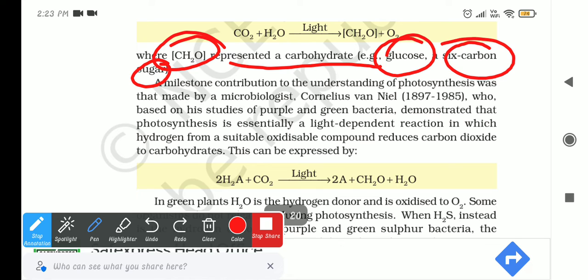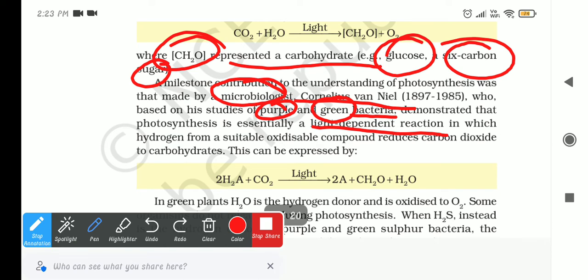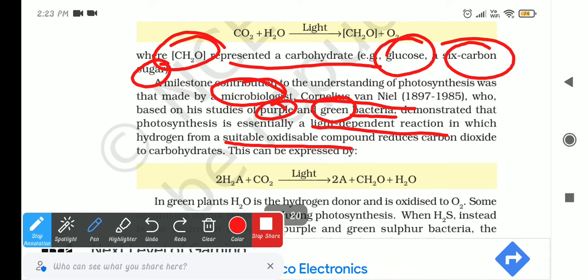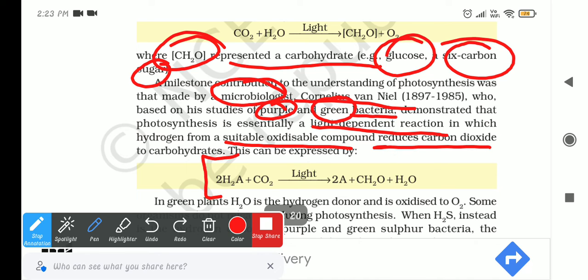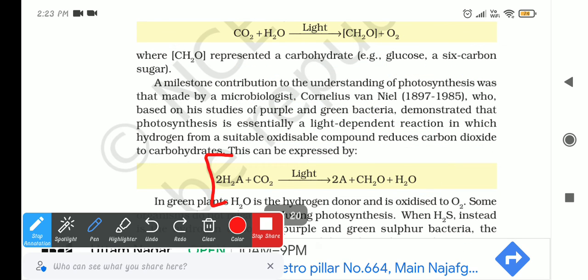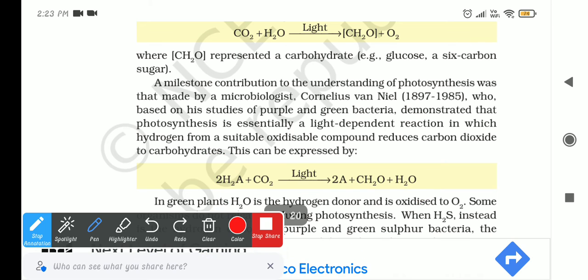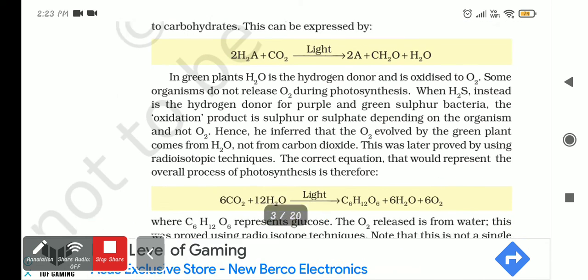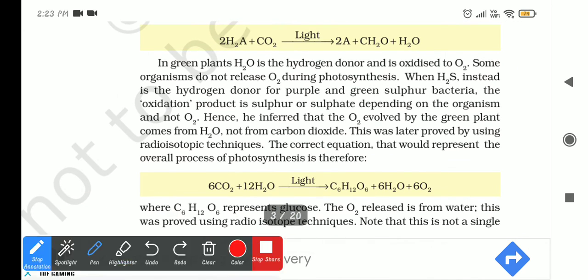Then a milestone contribution to understanding photosynthesis was made by a microbiologist, Cornelis van Niel, who, based on studies of purple and green bacteria, demonstrated that photosynthesis is essentially a light-dependent reaction in which hydrogen from a suitable oxidizable compound reduces carbon dioxide. He gave this equation. In green plants, H2O is the hydrogen donor.